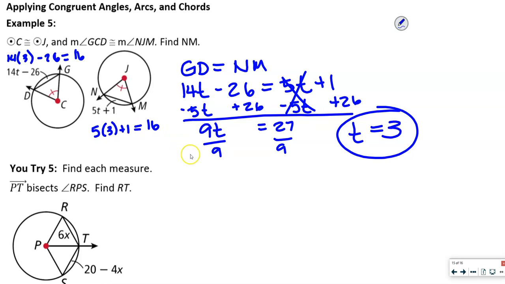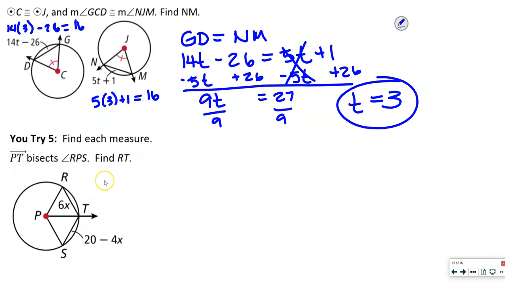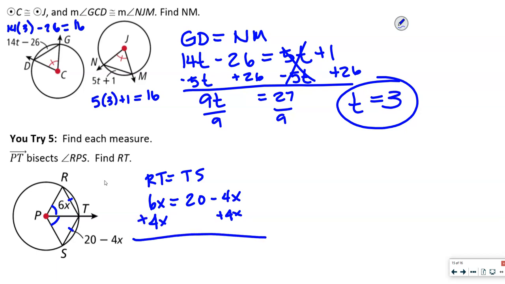Okay. So then VT, it says bisects this angle. So what does that mean? That means that this angle right here is equal to that angle right there, because if the angle is bisected, it creates two congruent angles. So once again, that means this chord is congruent to that chord. So once again, we could say RT is equal to TS. So we're going to say 6x is equal to 20 minus 4x. Add 4x to both sides. So that's going to give us 10x equals 20. Divide both sides by our 10. So x equals 2.